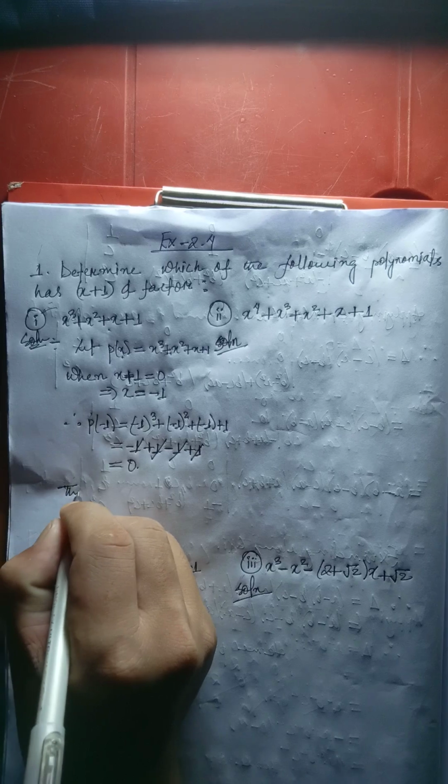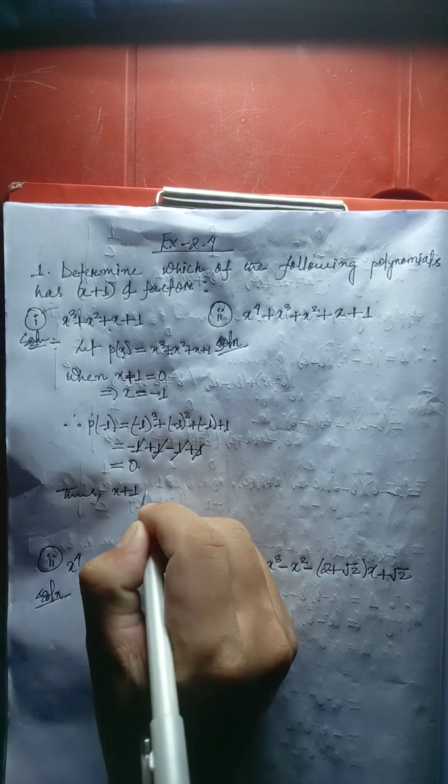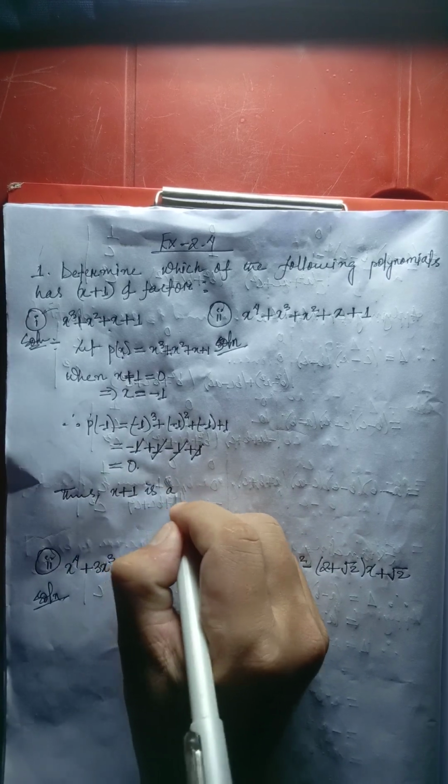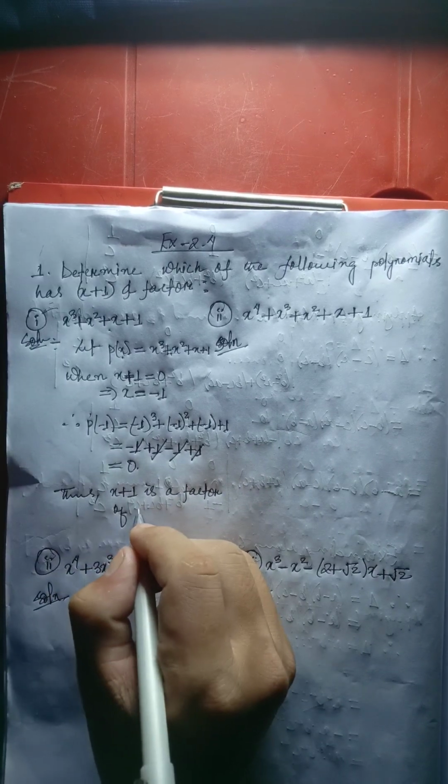Actually, as we discussed just before we solved this problem, if we can get 0 by using x plus 1 to divide this polynomial, then we will call it a factor of the given polynomial. Now according to that, we get 0 and we will call x plus 1 a factor of p of x. Thus, x plus 1 is a factor of p of x.